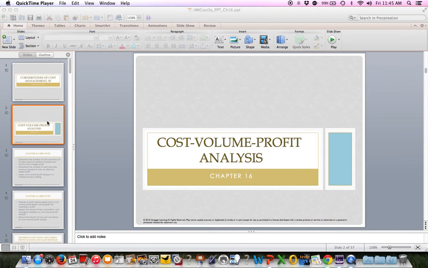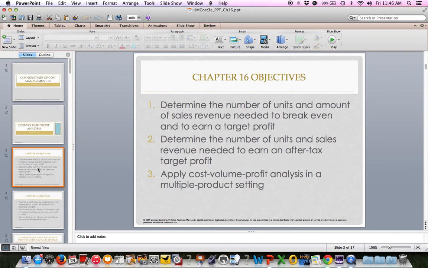Let's take a look at Chapter 16, which starts on page 823 of the book, and is our last chapter. So listen to this and have a smile on your face because we're almost to the end. We're very close. We can see it from here. Objectives of this chapter: CVP stands for cost, volume, profit. So you're going to hear me say that a lot, CVP.